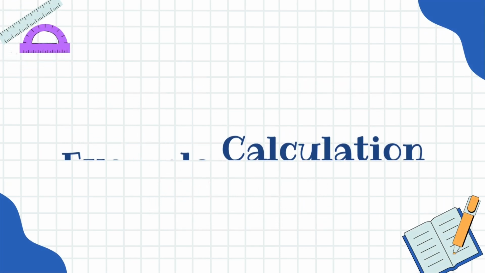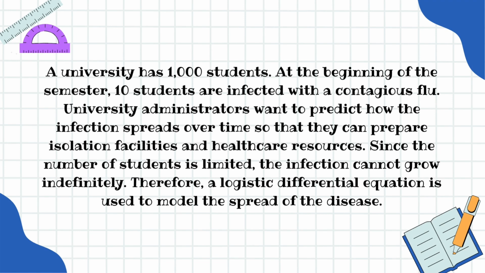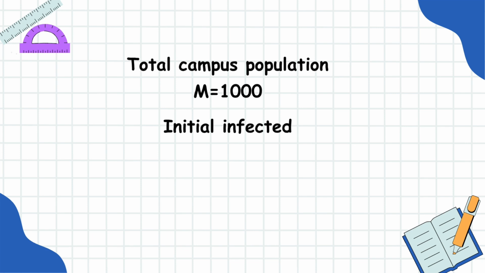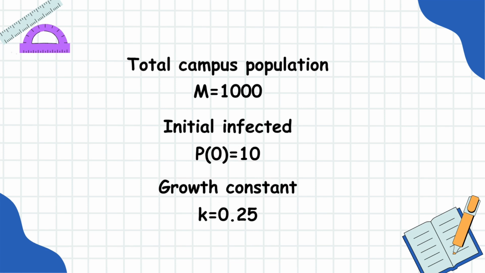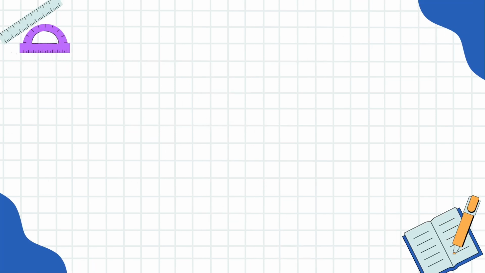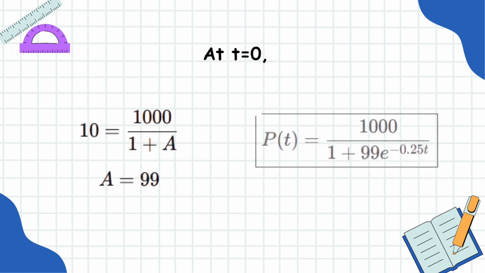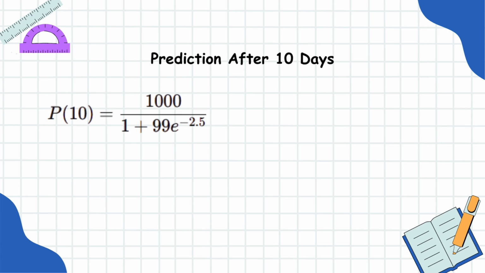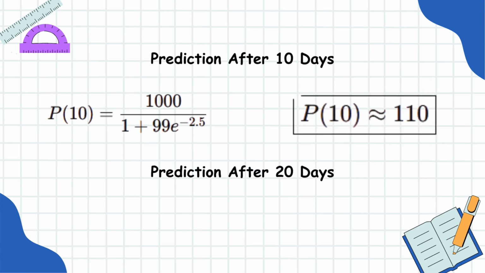Example calculation. Therefore, we got the total campus population, which is 1000. Initial infected, P0, is equal to 10, and the growth constant K will be equal to 0.25. Next, we first need to find the value A to complete the equation. At t equal to 0, A is equal to 99, and we will get this equation. This equation is useful for the next step. Prediction after 10 days, P10 will be equal to 110, while prediction after 20 days, P20 will be equal to 599.